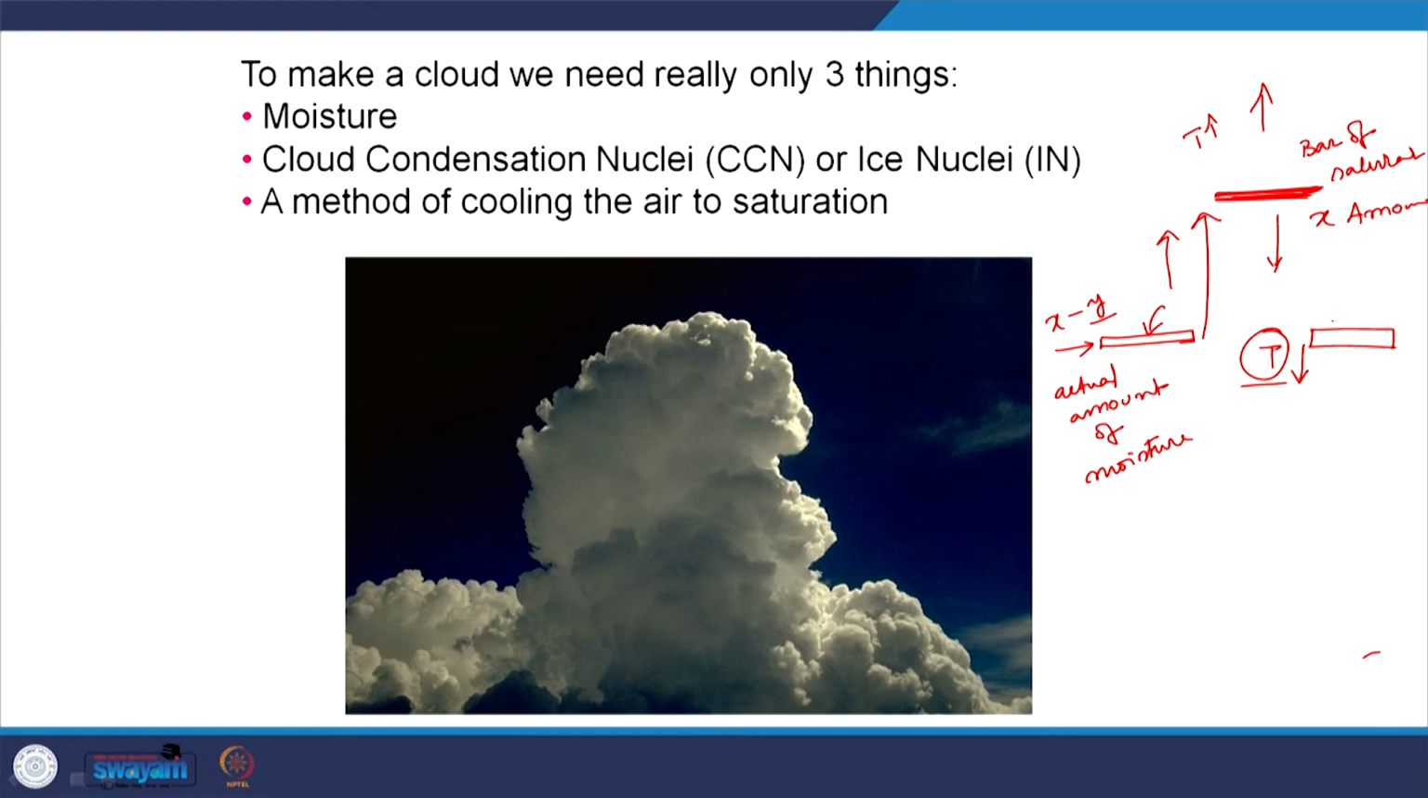So, now like this slide says, to make a cloud or to allow condensation to happen, you need three important things.